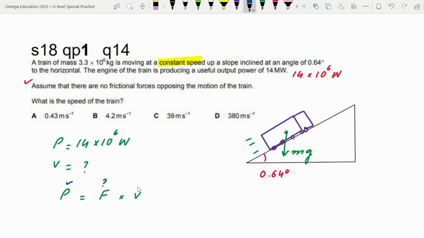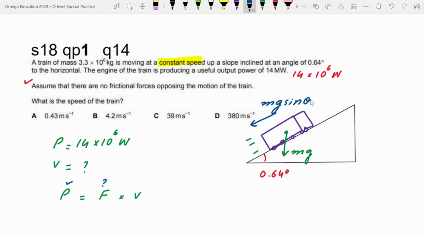Now the big question is, how much force has to be applied by the engine of the train so that it can move up the slope with a constant speed, knowing that there is no friction? So what does the engine need to compensate for? Which force needs to be compensated? Even if there is no friction, since you're going up the slope, mg sine theta is going against you. It is the component.